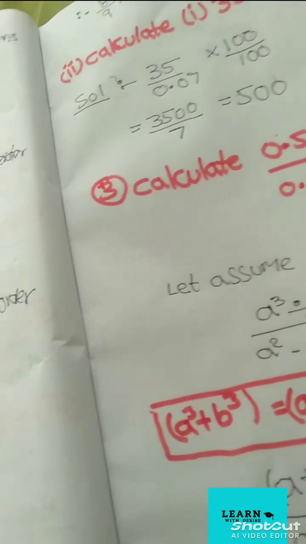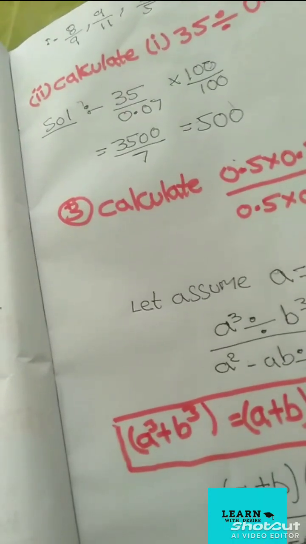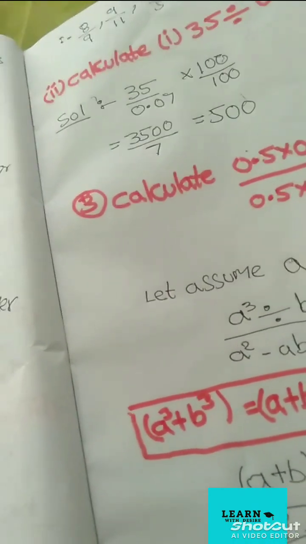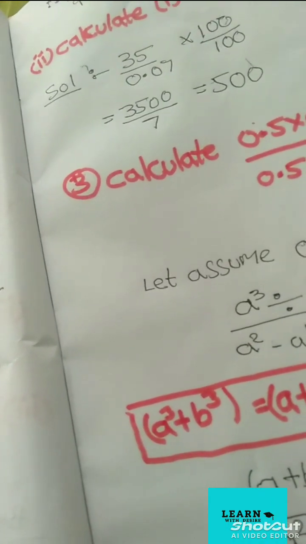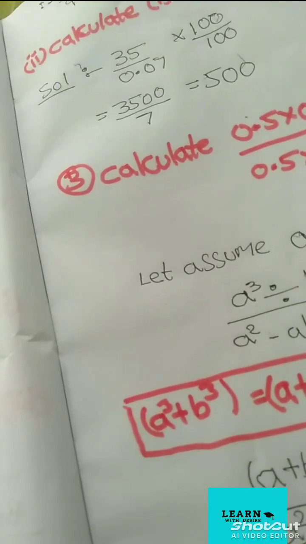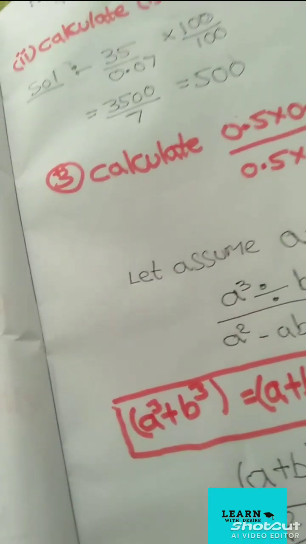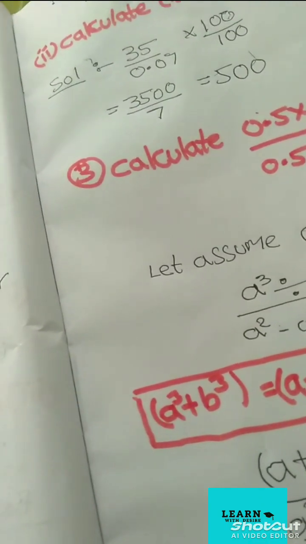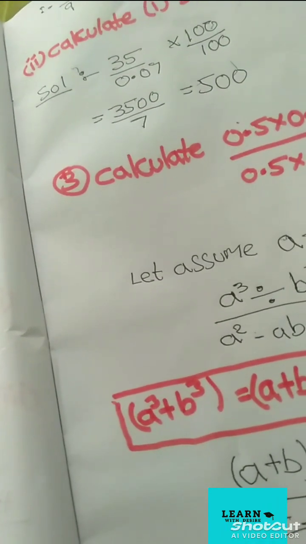Note this as an important point. After multiplying the numerator and denominator with 100, we got 3500 divided by 7. Then we divide 3500 by 7, and we get the answer 500.